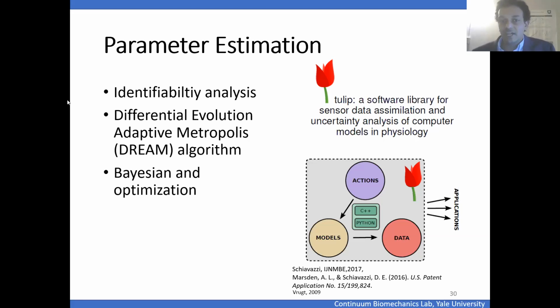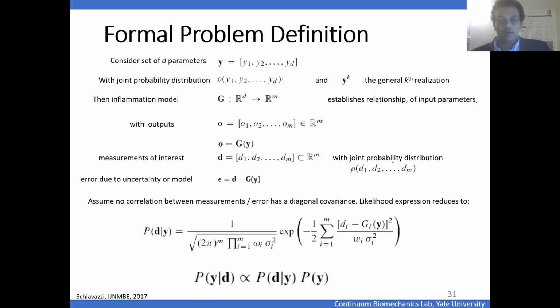So we use this for our MCMC algorithm. And of course, with a combination of Bayesian and optimization techniques, which I'll elaborate on in the next few slides, we are able to determine some of these parameters. Of course, you would want a formal problem definition.